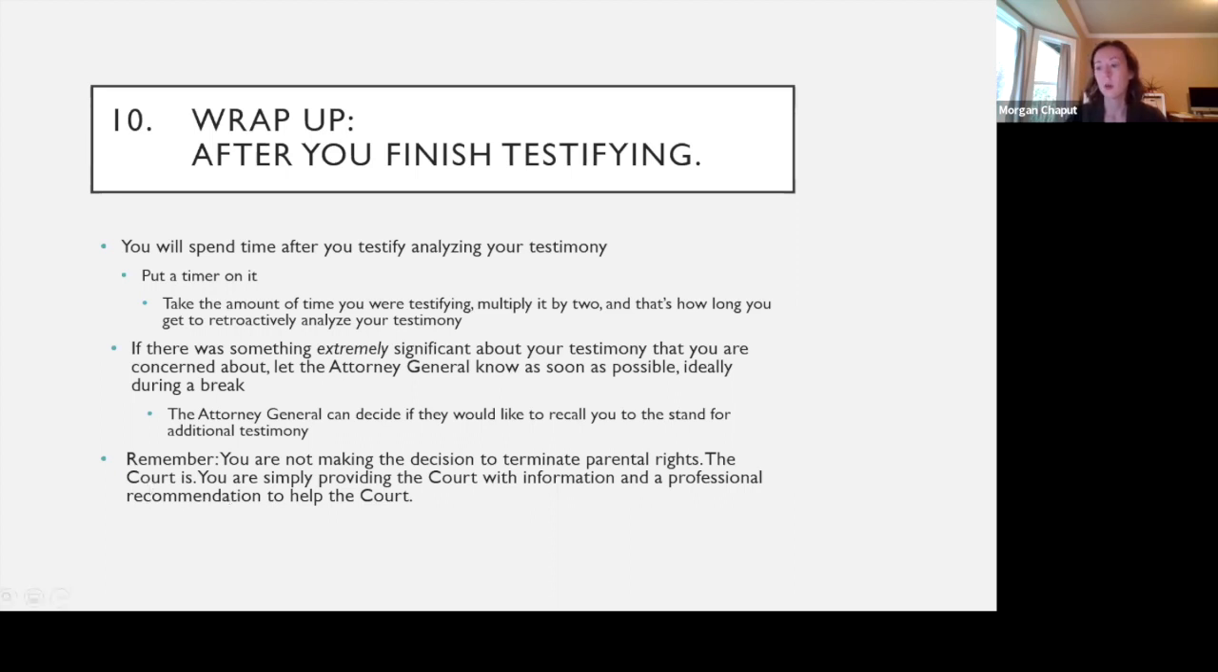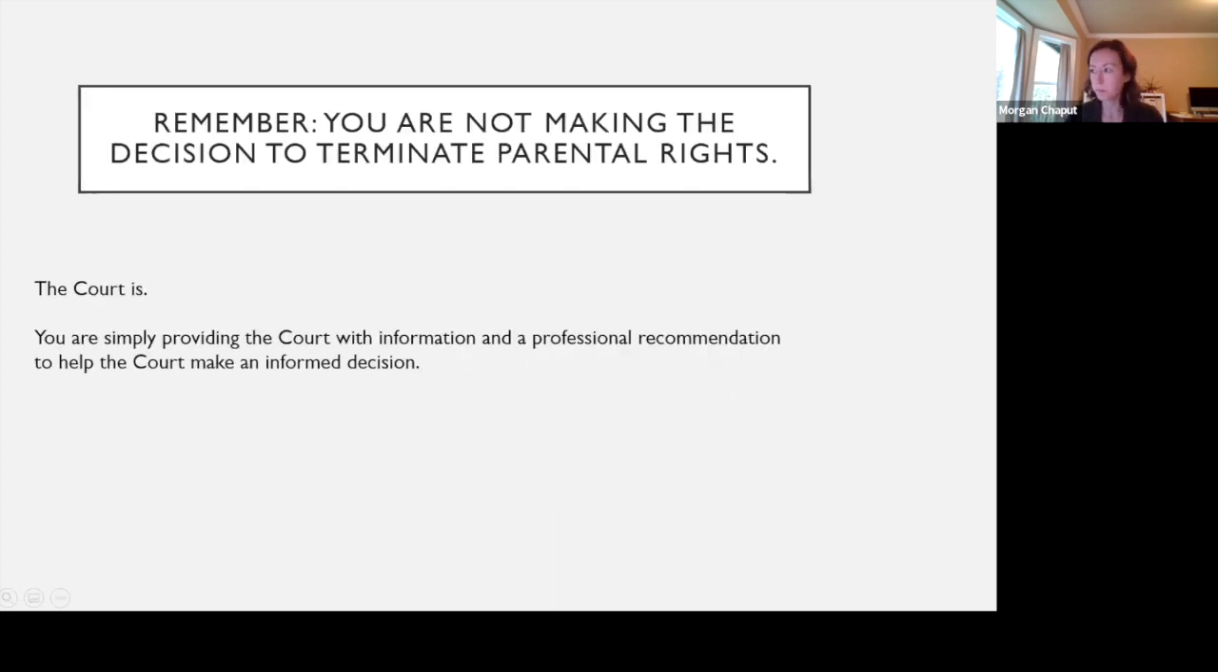And generally speaking, the court is really appreciative of the work that we do, just because, again, it doesn't have the bandwidth to go and collect the information itself. That's why it relies on us to do that.